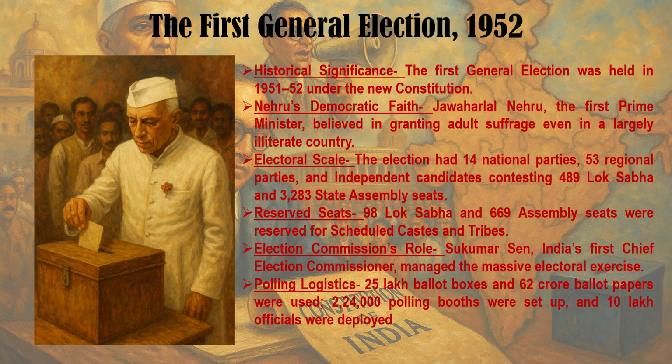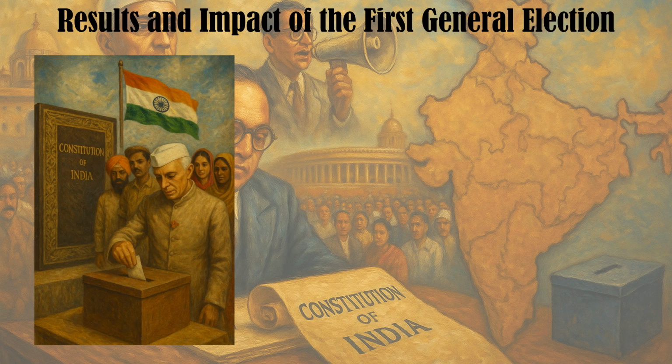2,24,000 polling booths were set up and 10 lakh officials were deployed. So this was a huge activity in India after independence. The first general election was a great thing which needed a great amount of infrastructural and logistical estimations. Result and impact of the first general election.